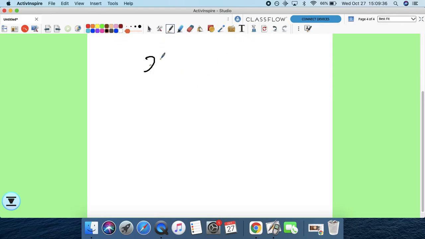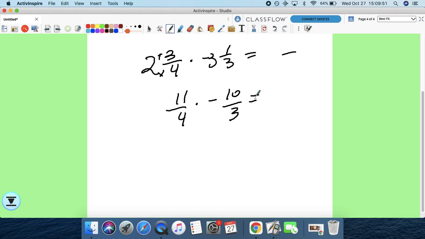So this should be just a little walk-over, just to refresh your mind. So again, next one, 2 3/4 times negative 3 1/3, so I know my answer is going to be negative. 11 over 4, times negative 10 over 3. Can I simplify anything? I can, the 10 and the 4, so that's a 5 and that's a 2, 55 over 6, right? And we can go negative 9, 1 over 6, because 6 goes into 55 9 times, 1 left over, so that's my answer.